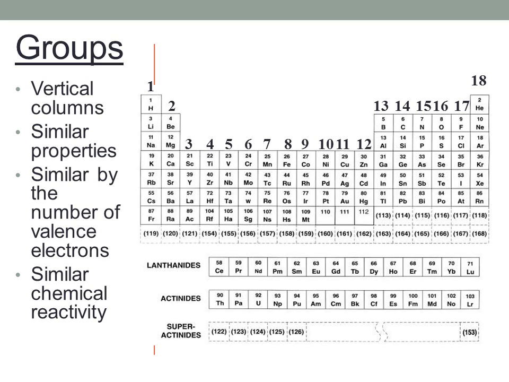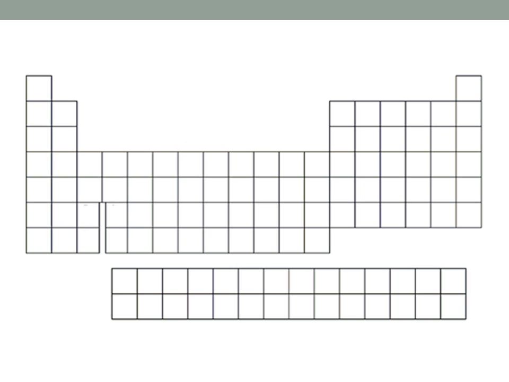Most modern periodic tables have 18 vertical columns and 7 horizontal rows. The vertical columns are also called groups or families. Hydrogen is in group 1 along with lithium and 5 other elements in that column. Some of the groups have specific names. For example, group 1 is called the alkali metals. Group 2 is called the alkaline earth metals. Group 17 is called the halogens, and Group 18 is called the noble gases.